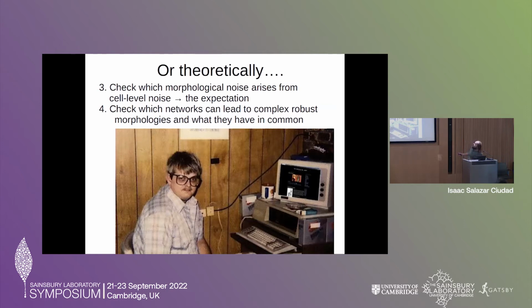And also, by checking which networks can lead to complex and robust morphologies, we can see what they have in common and hopefully extract some principles about how to construct complex and robust morphologies. So that's what I'm going to tell you: how we do that and what we learned so far.